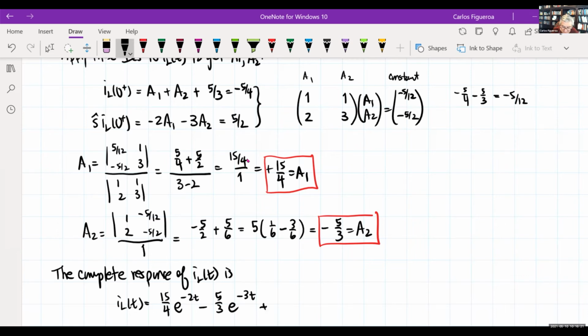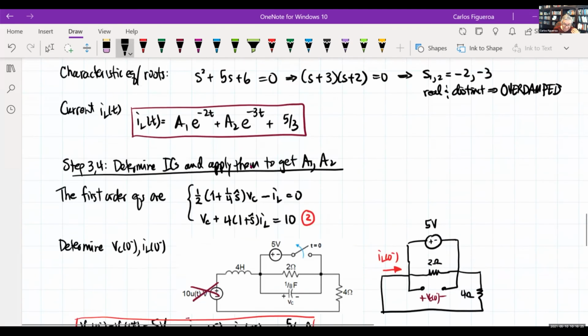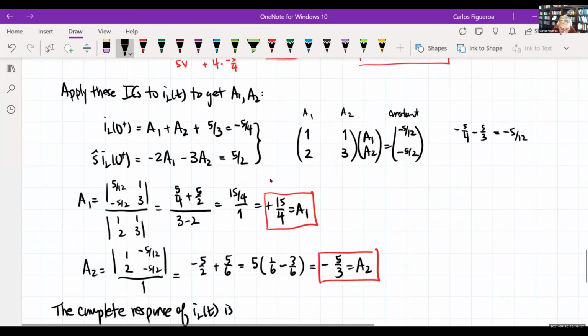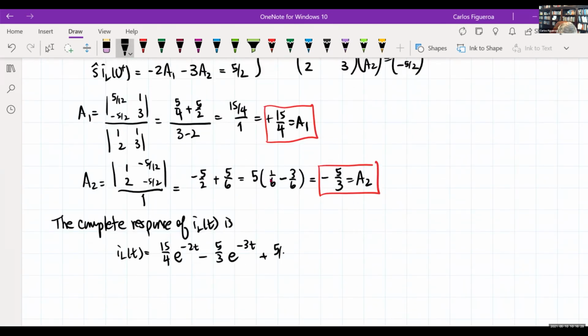And then my constant term, what's my constant term? Is that 5/3? So now this is what this guy's going to look like here. So now let's go study this guy here.